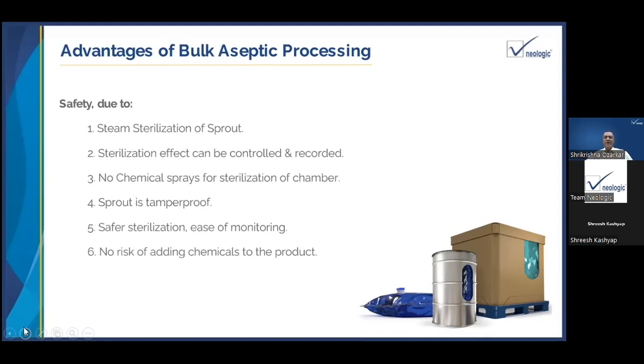No risk of adding any chemicals to the product. So there is no chemical added to the product, so no reaction with the product. No risk of laminate material also getting reacted with the chemicals, because these laminates are selected according to what it is being used for.